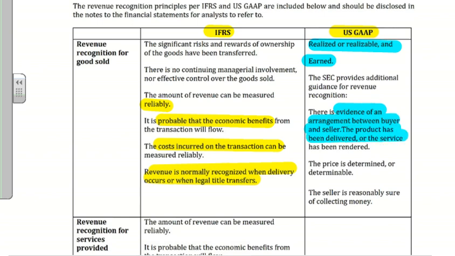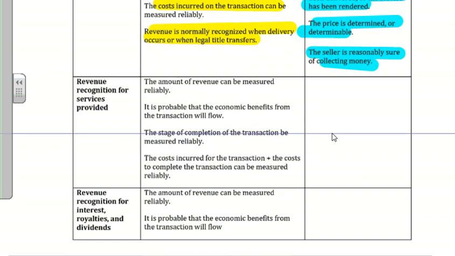The product has been delivered or the service has already been rendered. We can determine the price, or it is determinable, and the seller is reasonably sure of collecting their money. Okay. What about for services?